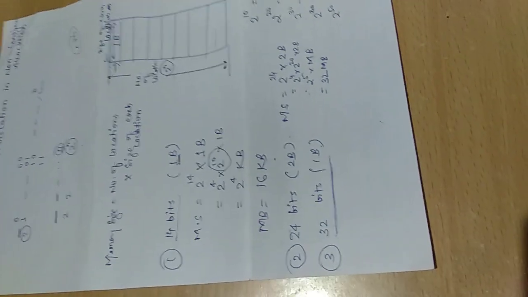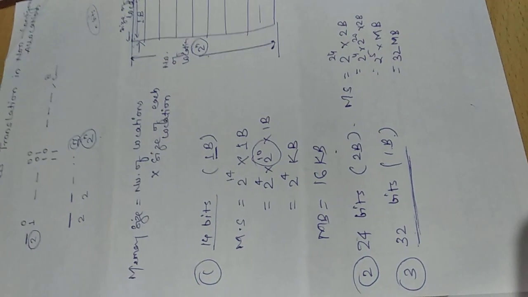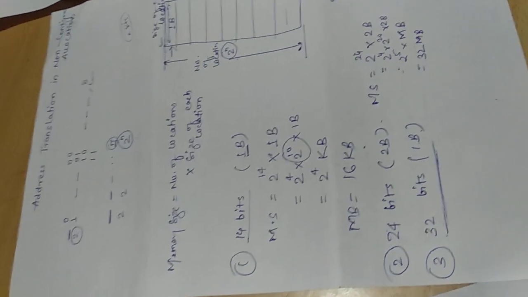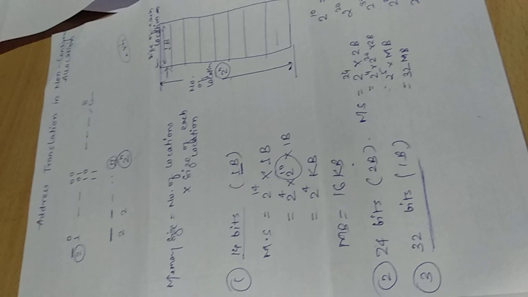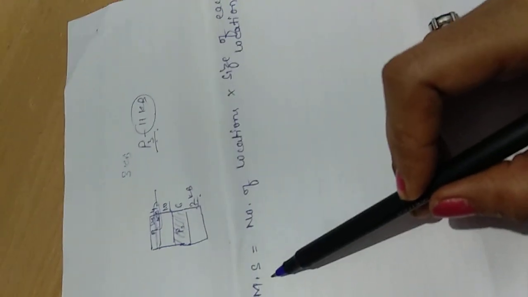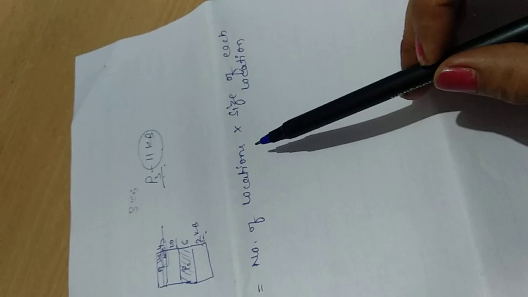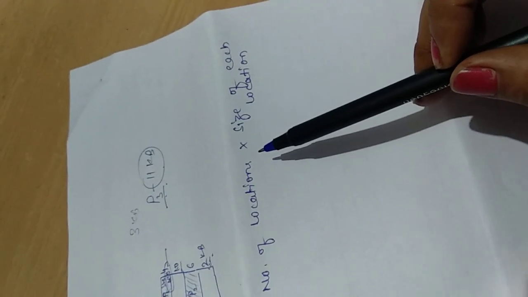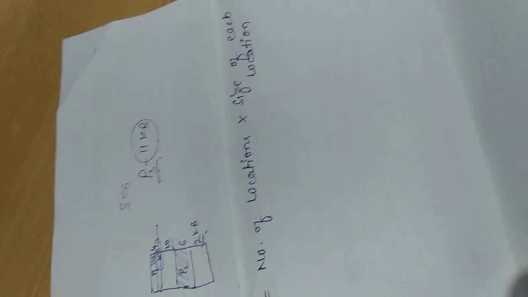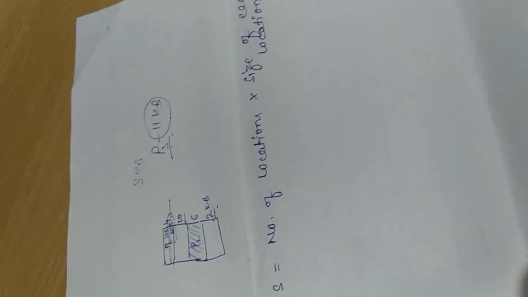Okay? You are able to calculate the size of the memory by having the number of bits of each address. But can you do the reverse process also? If you have been given the memory size, would you be able to calculate the number of locations? And if you get the number of locations, you can get the number of bits to represent a single address, right?